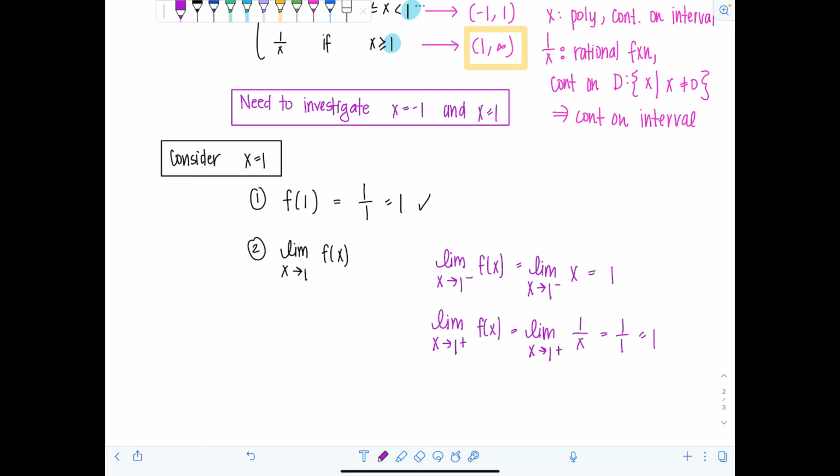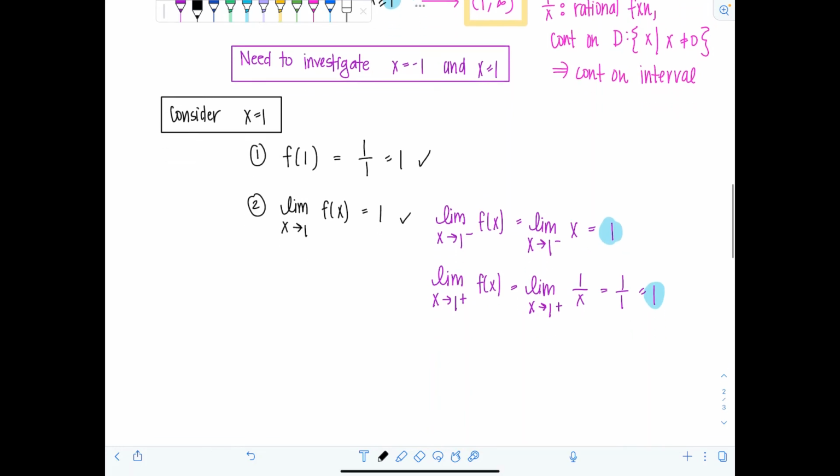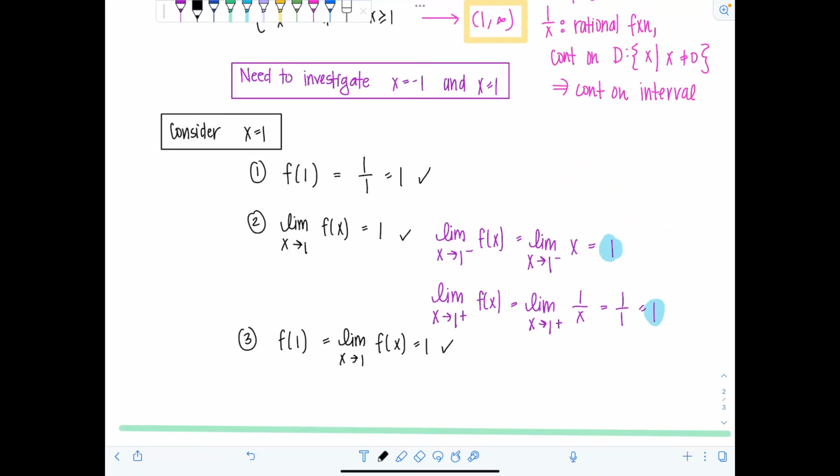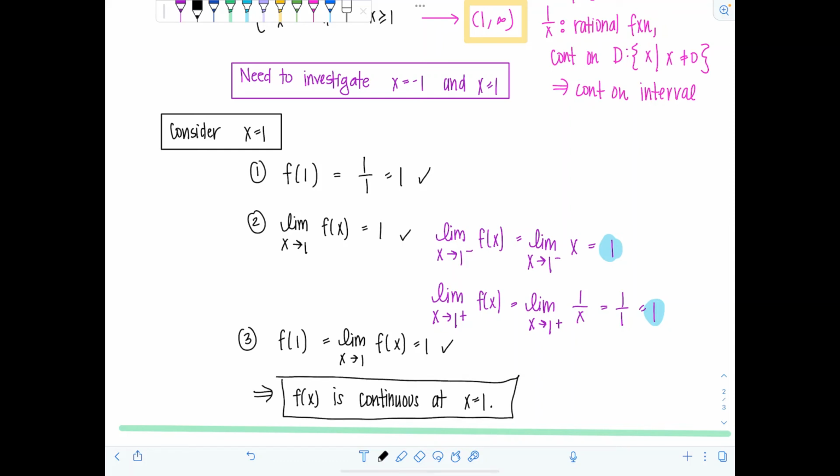Oh, how nice. Okay, so the limit from the left is equal to the limit from the right. So therefore I could say that the two-sided limit exists and it's equal to 1. Great. And then now we're going to check the last condition. Is the function value, the result from step 1, equal to the result from step 2, the limit? It is. They all equal 1. Yay. So what does this tell us? That f of x is indeed continuous at x equals 1. Great. Okay, so that's taken care of.